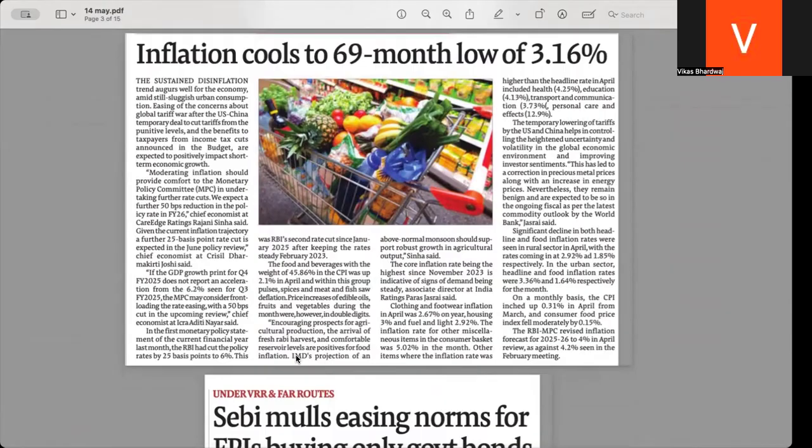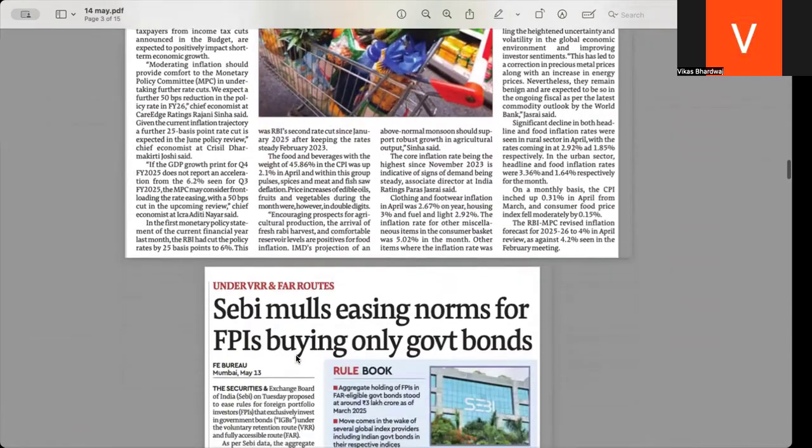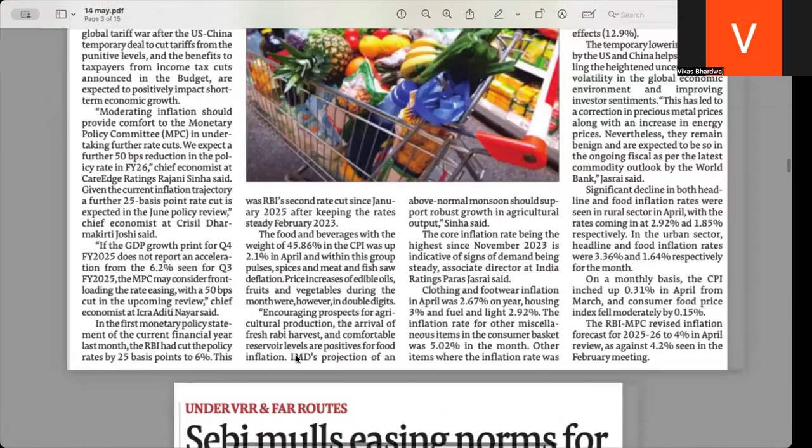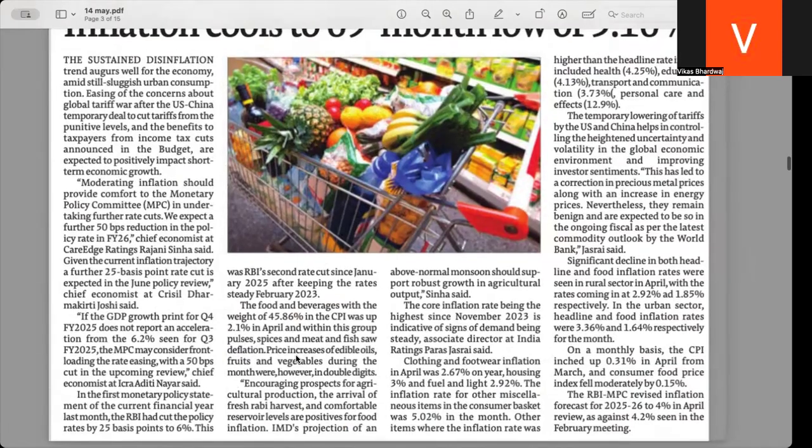These are the points. The core inflation rate being the highest since November 2023 is indicative of the signs of demand being steady. That is how the point is. So even if inflation is going down, that doesn't mean the demand is not there. Clothing and footwear inflation is also there. Housing inflation, food and light is also on track. So the temporary lowering of tariffs by the US and China also is helping in containing, controlling the high uncertainty and volatility. This is also one of the reasons behind the low inflation.